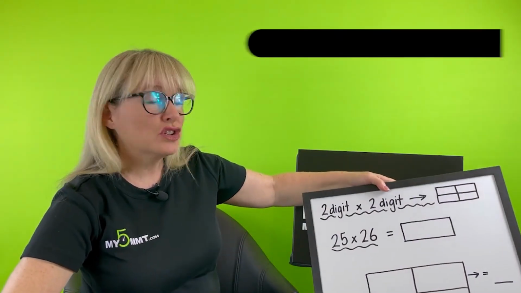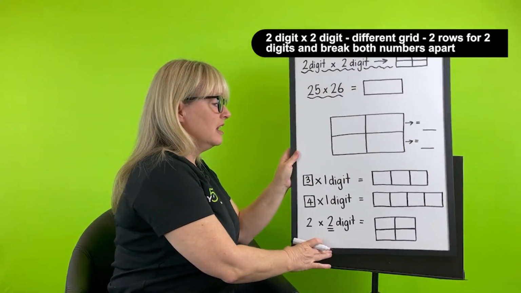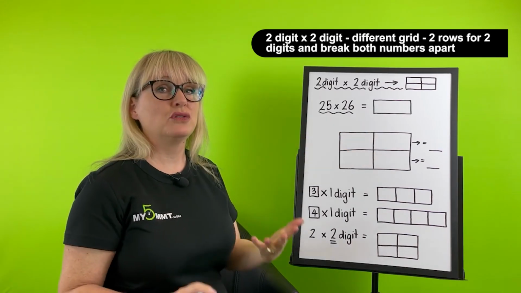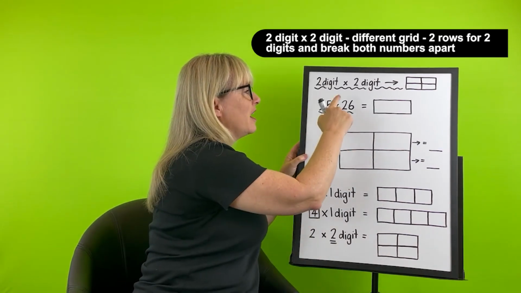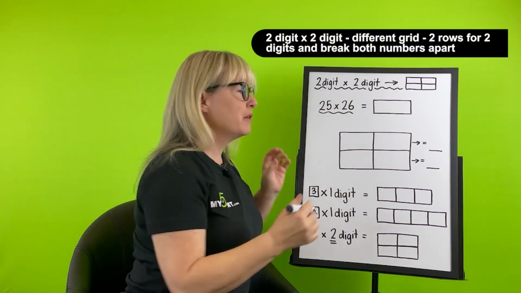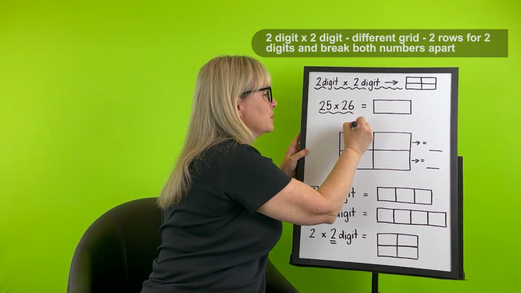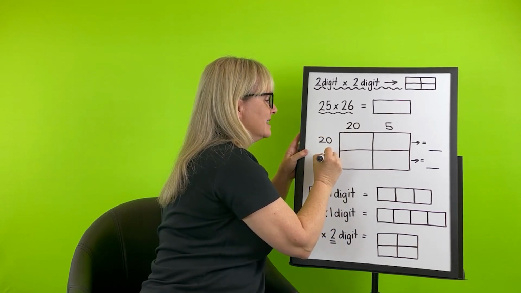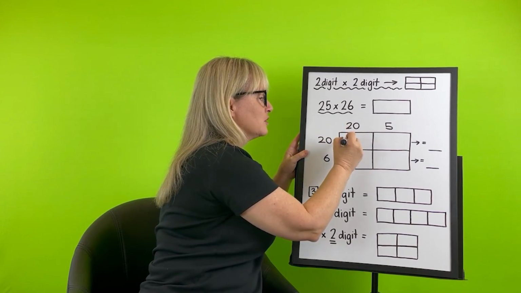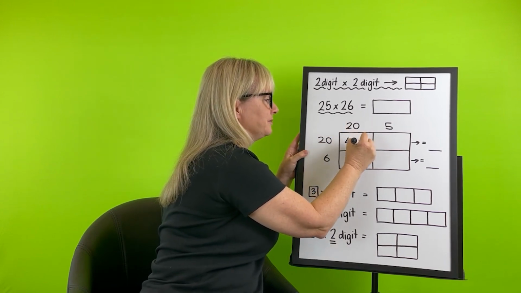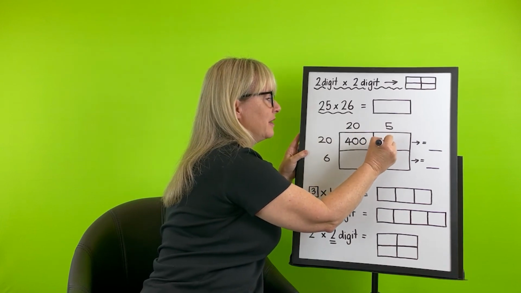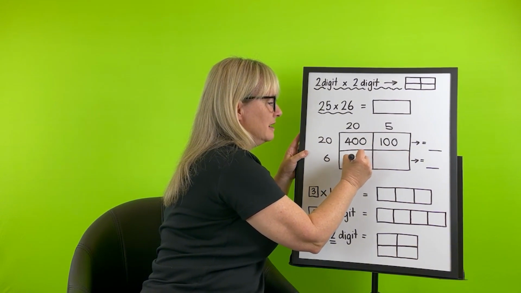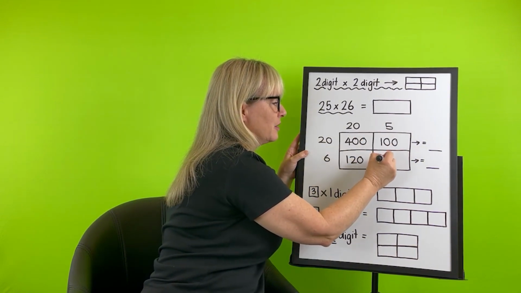Now, when I've got 2 digit times 2 digit, I get a different looking grid because I need 2 rows for my 2 digits. So 25 times 26, we're going to break both of them apart. 25 becomes 20 and 5. 26 becomes 20 and 6. Now I do 20 times 20 is 400. 20 times 5 is another 100. 6 times 20 is 120. 6 times 5 is 30.